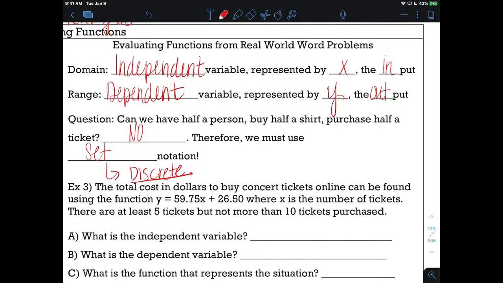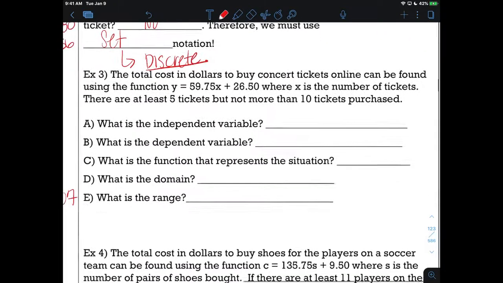So anytime you hear somebody talking about people, t-shirts, anything that you know you can't say I have 2.5987 of, that means that it has to be discrete. Because I can't say, oh, we have 3.5 people. That doesn't exist. It's either 3 or 4. It's one or the other, okay? So these would be discrete, okay? So let's take a look at this.